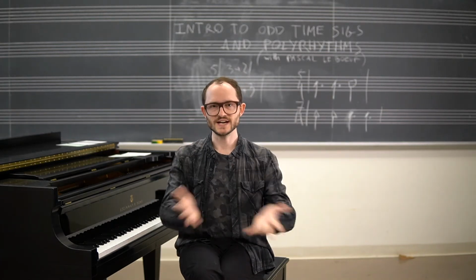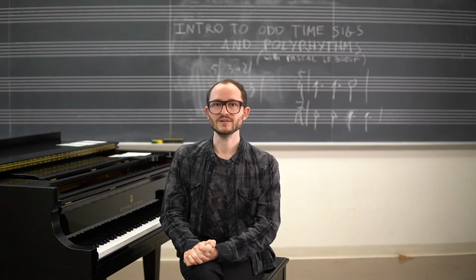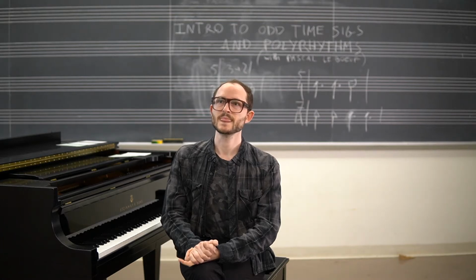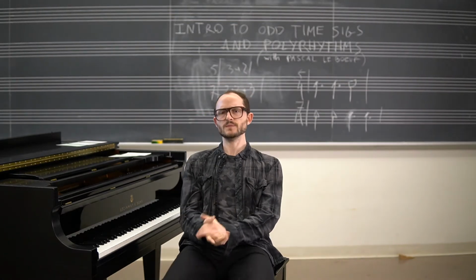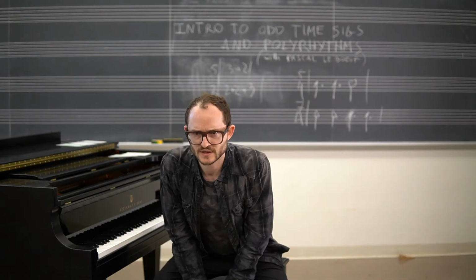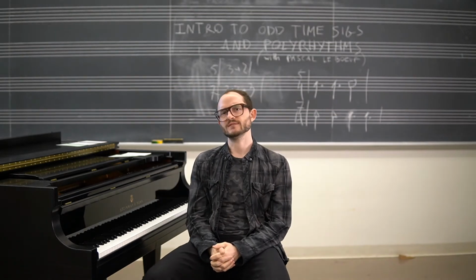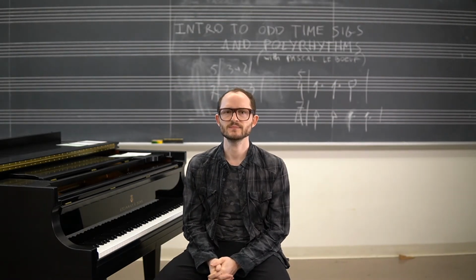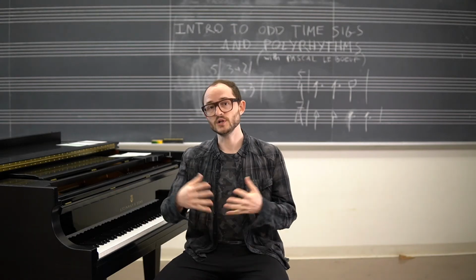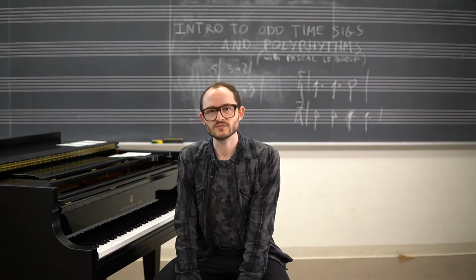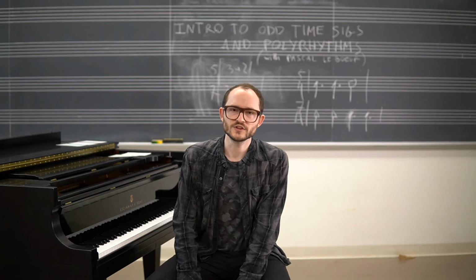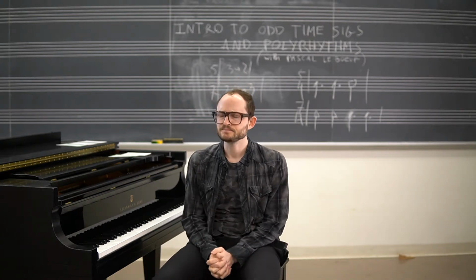So enough about odd time signatures. Now let's talk about polyrhythms. So what is a polyrhythm? We could look at the word polyrhythm, and it's pretty clear. Poly means many or multiple, and rhythm means rhythms. So it means multiple rhythms are happening at the same time.